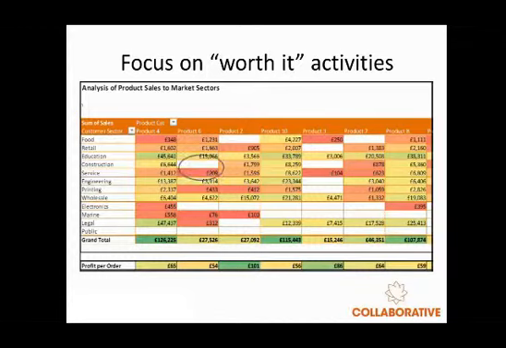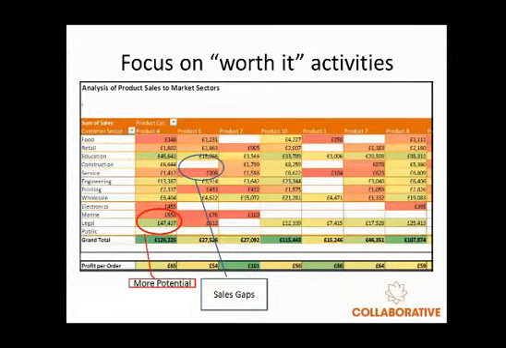Here's a pivot table that I did for a particular customer of mine. Now the white gaps show us some sales opportunity. So in this instance, is it possible that we can sell product 6 to the construction industry? The green cells are really successful sales. So in this instance, we're very good at selling product 4 to the legal sector.